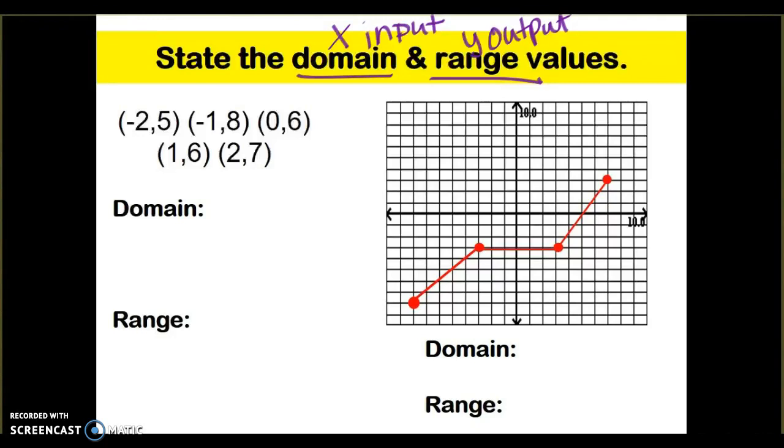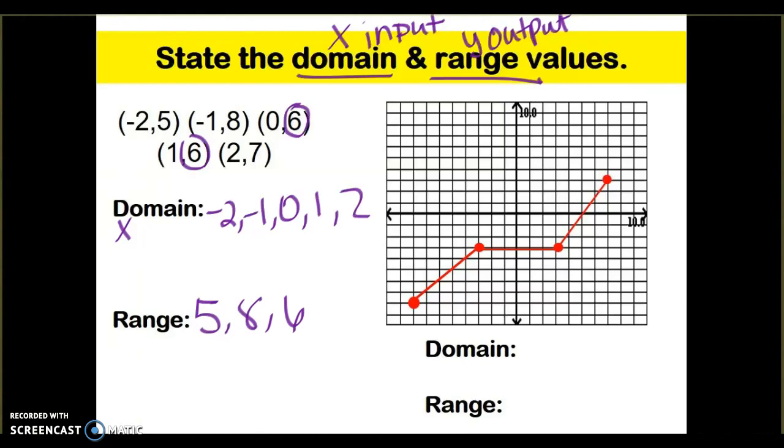Our first example is given to us as ordered pairs. So I'm going to take these ordered pairs and write out the domain. The domain talks about the x values, so I'm just going to put this in order: -2, -1, 0, 1, 2. Those are all of those x values. When I list out my range, I'm going to say the range values. So that is 5, 8, 6. And because 6 is written twice, I don't really need to include it twice. Could you? Sure, but you don't need to. And then I have my 7. So those are all of those.